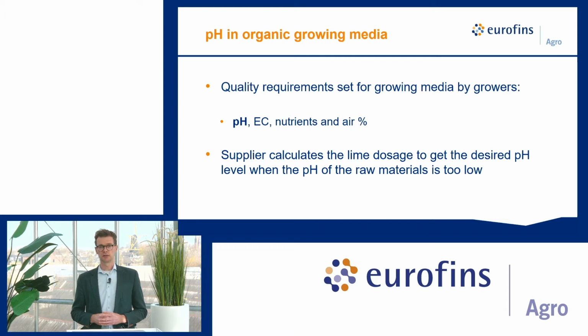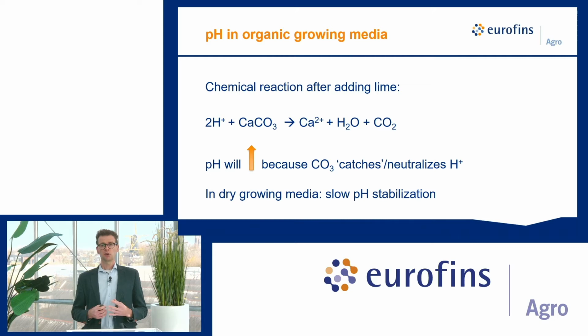The supplier of the growing media calculates the lime dosage to get the desired pH. When the pH of the raw materials is too low, the chemical reaction after adding the lime, you can see in this overview. The pH will rise because the carbonate will neutralize the hydrogen ions.